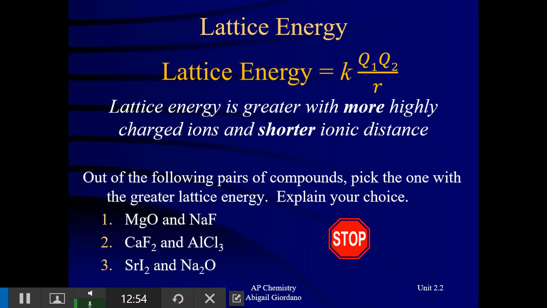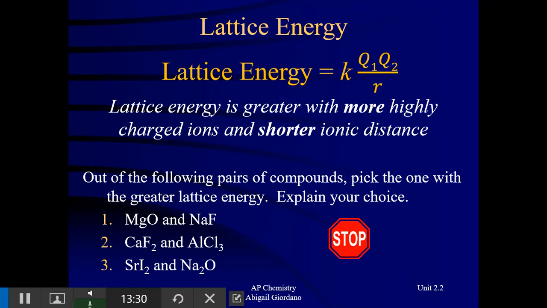So what I've got here is pairs of ionic compounds. It says out of the following pairs, within each question, pick the one with the greater lattice energy. What I would do when you're asked a lattice energy question is write the charges above each ion. So what are the charges within that compound? And think about that equation up there.